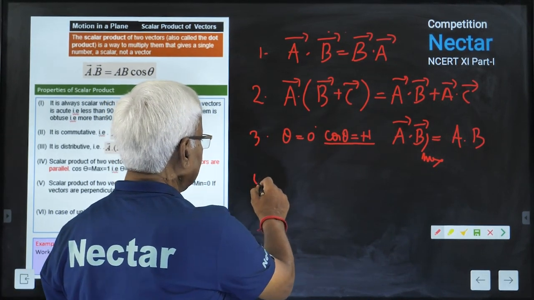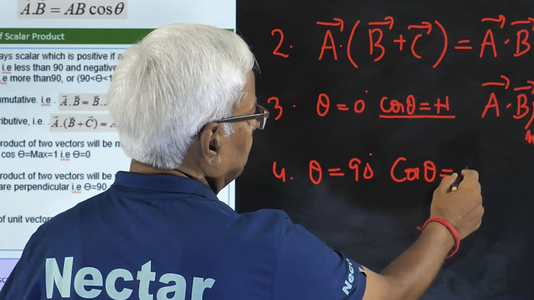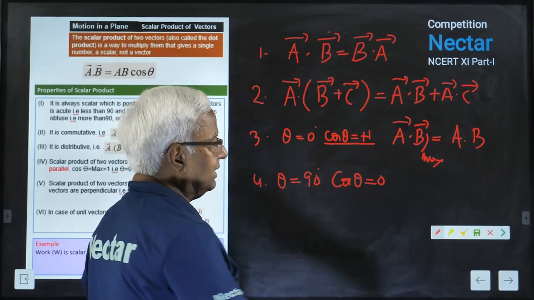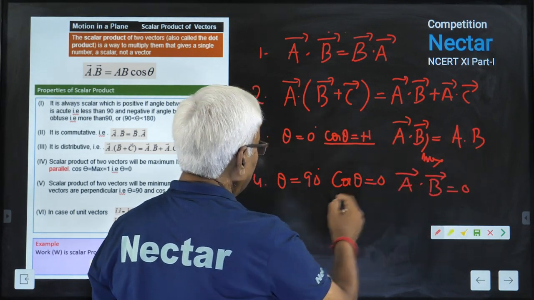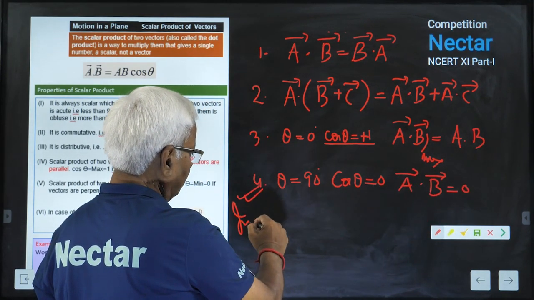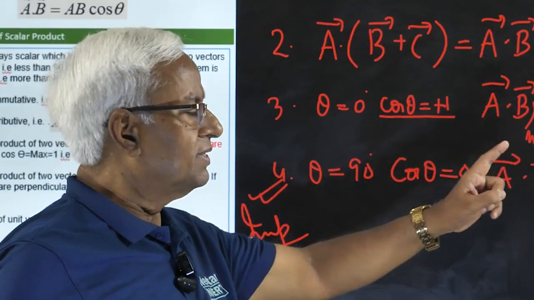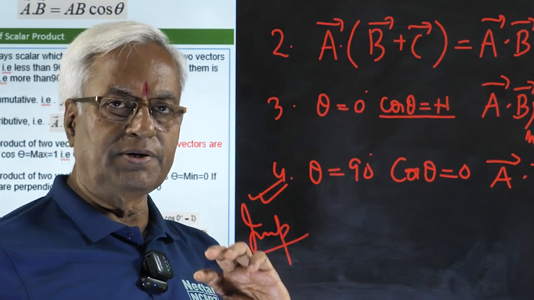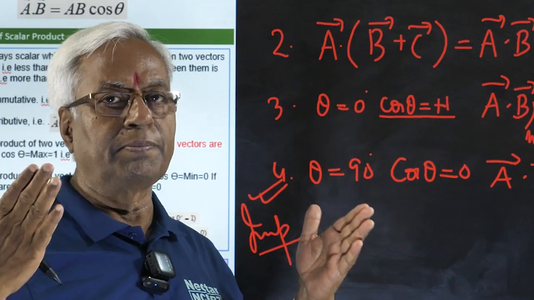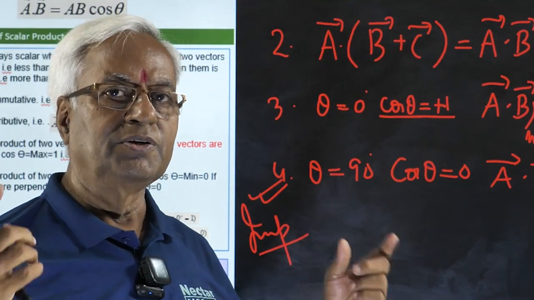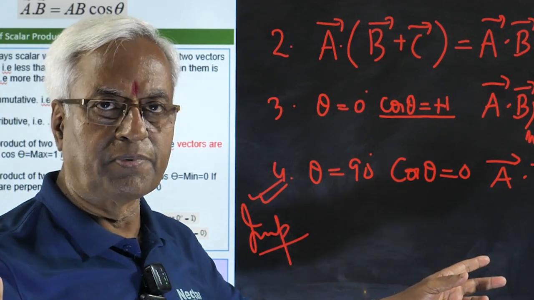If theta is 90 degrees, cos theta becomes 0, and in that case, obviously, A dot B equals 0. This is a very important property. Whenever you want to prove that two vectors are perpendicular, you have to check whether their dot product is 0 or not. This is the acid test for the perpendicular nature of two vectors. To check whether two vectors are perpendicular, simply check the dot product.